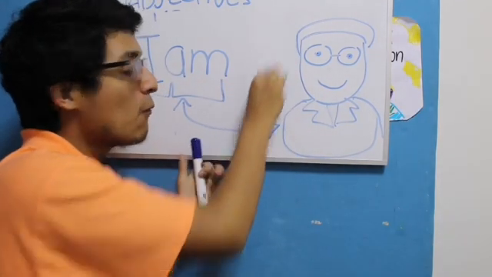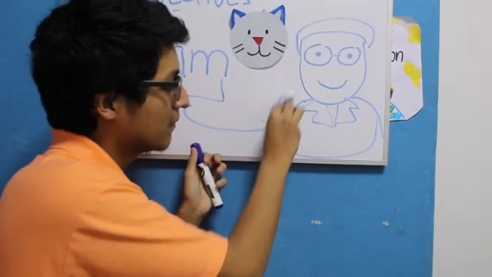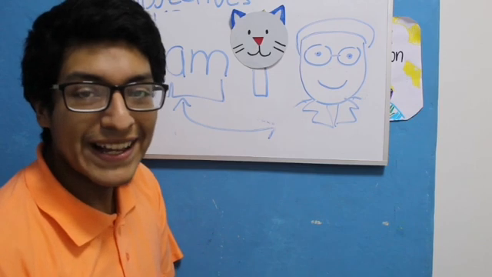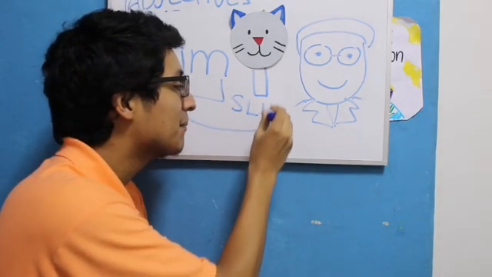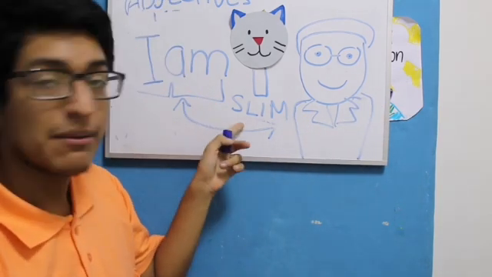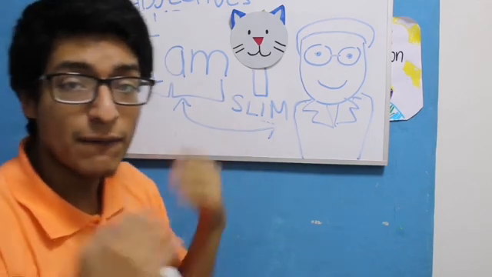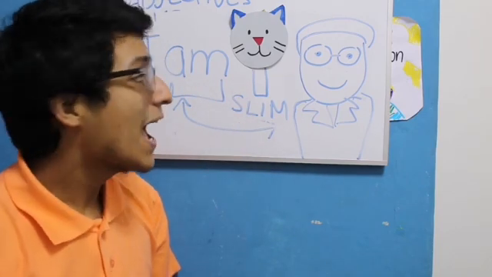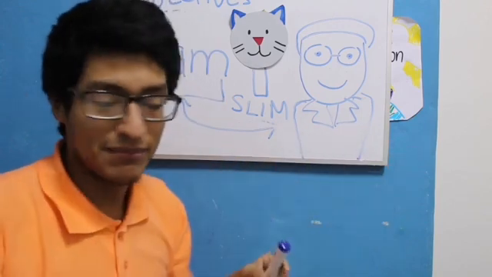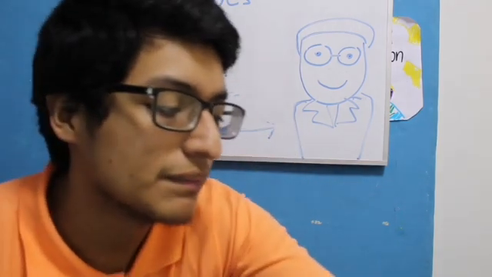And what if I want to work with this one? I am what? Yes, I am slim. It means I am like this. I am slim. Here come the adjectives. We can describe ourselves with these adjectives that we saw, and we can make a sentence that refers to myself or to somebody. Now let's work with this one.